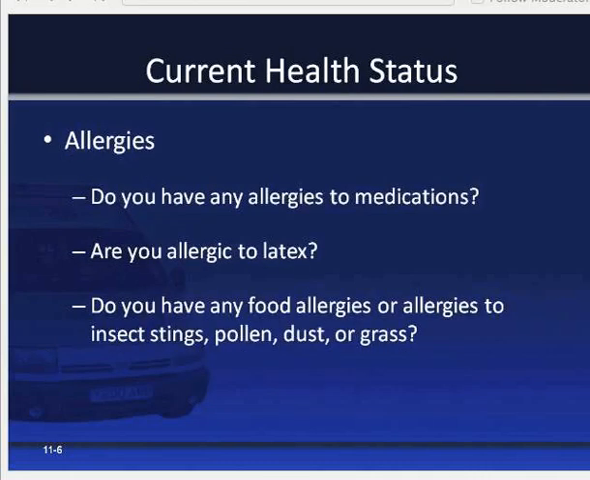Allergies are common and may be the reason why you were called to the scene. Find out if the patient has an allergy to medications, food, environmental causes such as pollen or bees, and products such as latex. Ask the patient or bystanders if the patient is unresponsive. Do you have any allergies to medications? Are you allergic to latex? Do you have any food allergies or allergies to insect stings, pollens, dust, or grass?